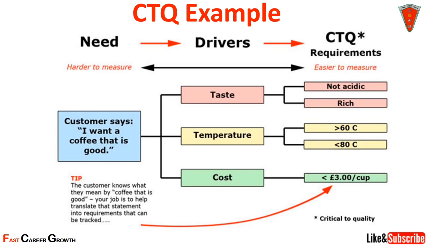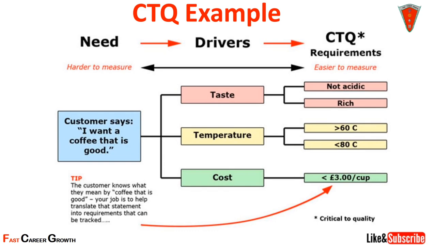Here the need is converted into drivers and then customer requirements. That means from harder to measure to easier to measure. This phase conversion happens in the case of critical to quality. Here the customer says, I want good coffee. Then what are the drivers? That is taste, temperature, cost. Then what are the critical to quality requirements? That means measurable factors, that is not acidic, rich, temperature should be greater than 60 and less than 80, and the price of a coffee cup should be less than $3. This is all about the sample model of a critical to quality example.